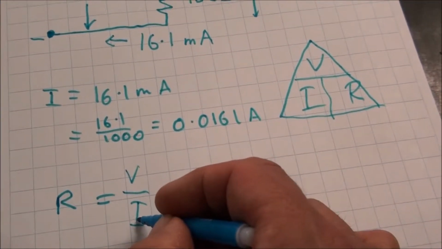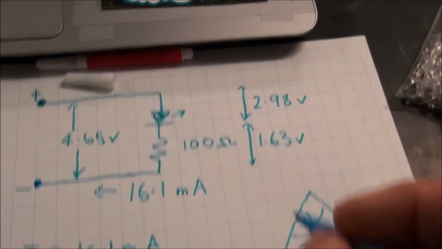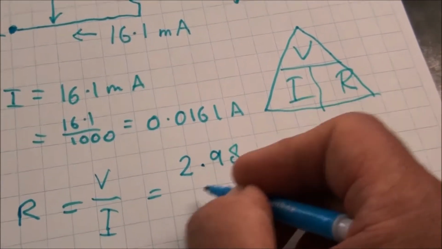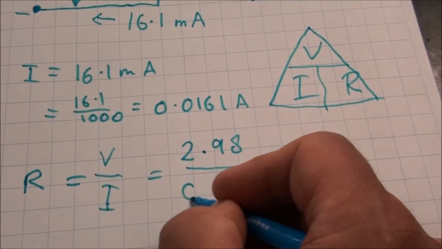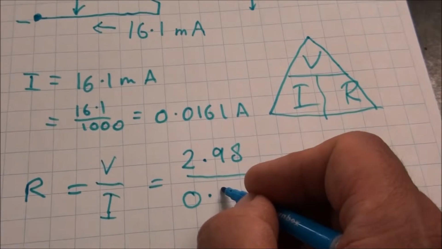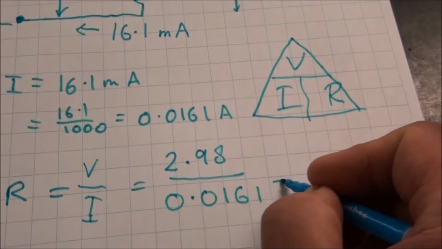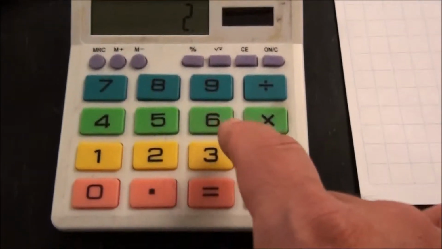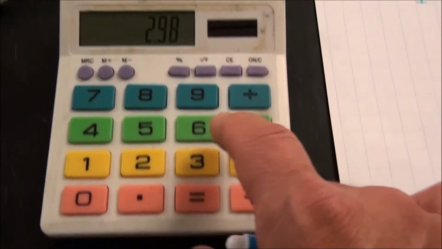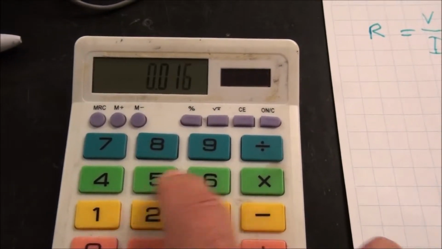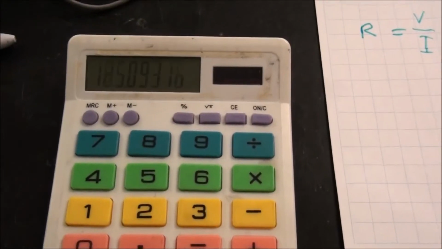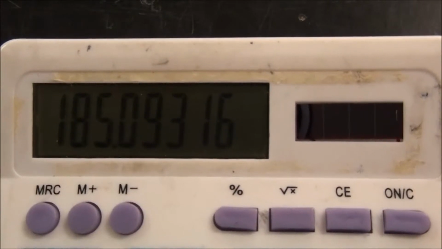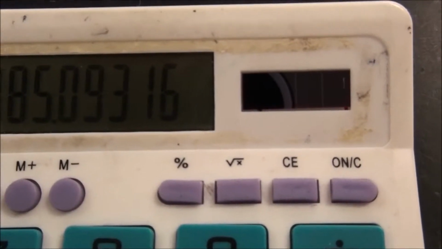Put the values into the equation now. So we've got 2.98 divided by 0.0161 equals, so let's just round it. So 185 ohms.